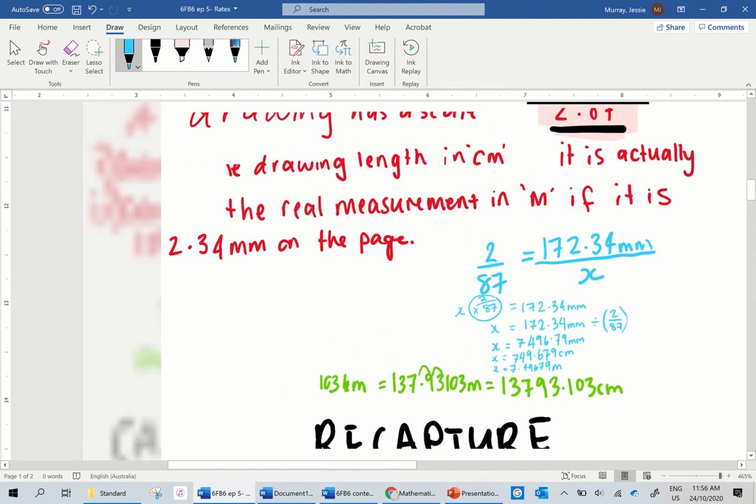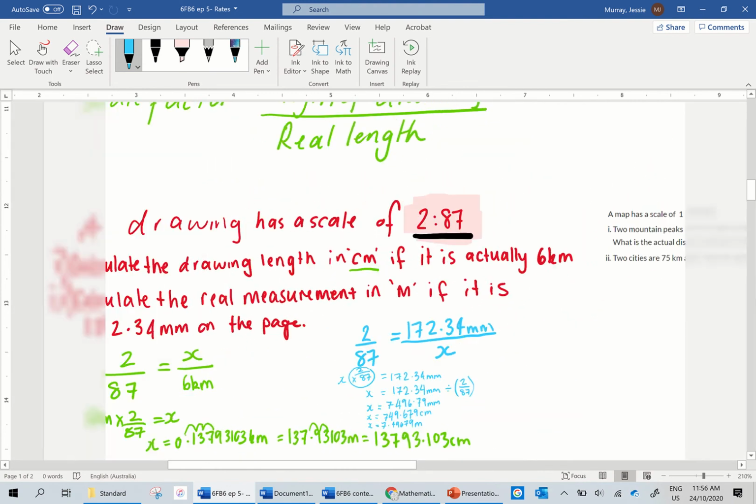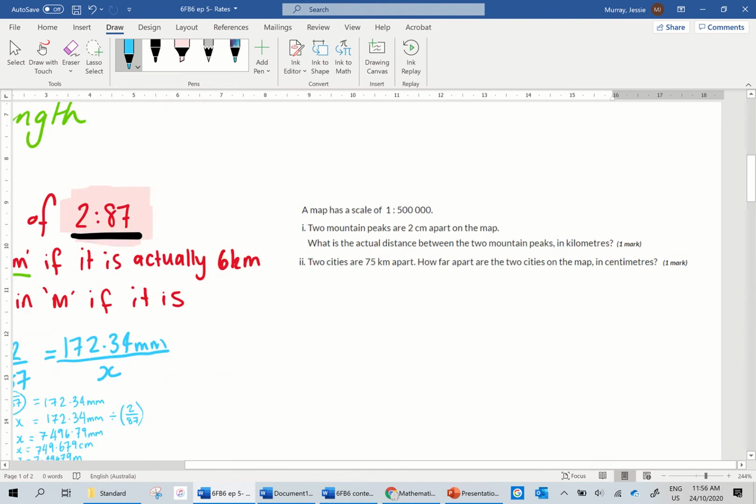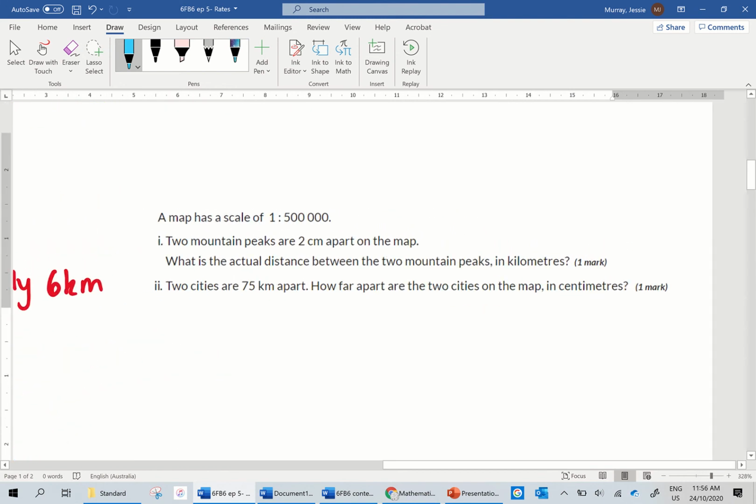Okay, so all it is, is going back to that green formula, the scale factor formula. So remember that. So what I'd like you to do now is pause the video and have a go at this HSC question.